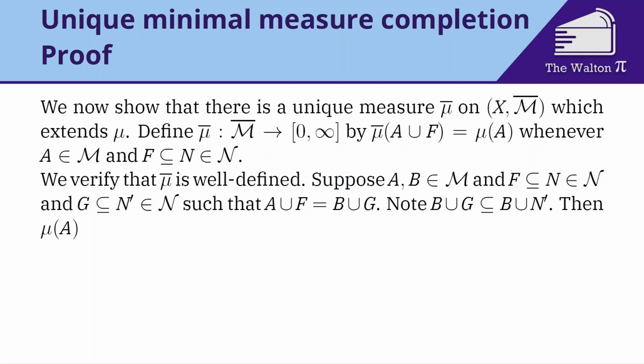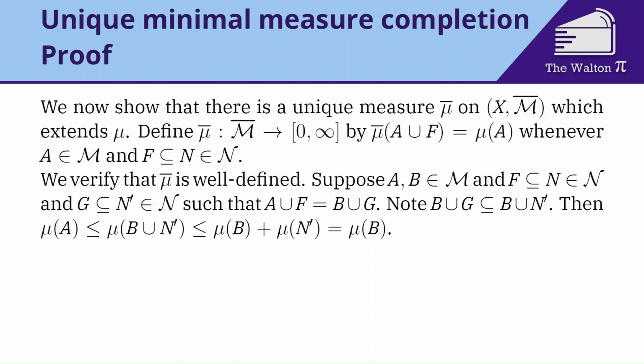And so then that tells us that mu of A, by monotonicity, because A is a subset of B union G, which is then a subset of B union N prime, that tells us that by monotonicity, mu of A is less than or equal to mu of B union N prime, which by subadditivity of mu is less than or equal to mu of B plus mu of N prime, which is just mu of B, because mu of N prime is 0.